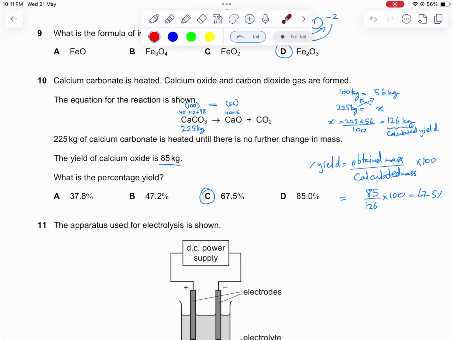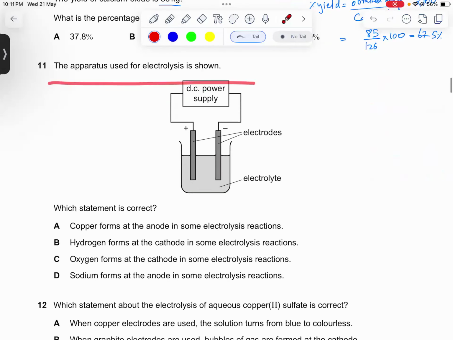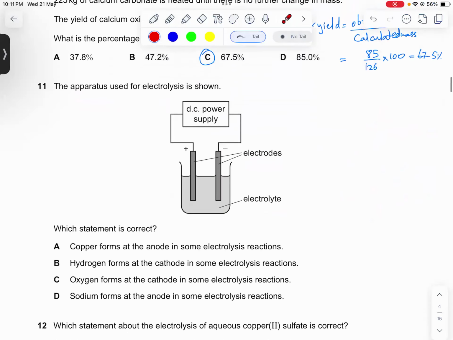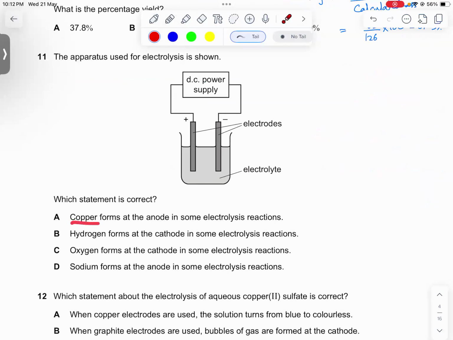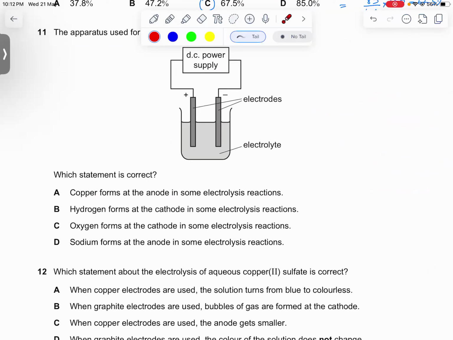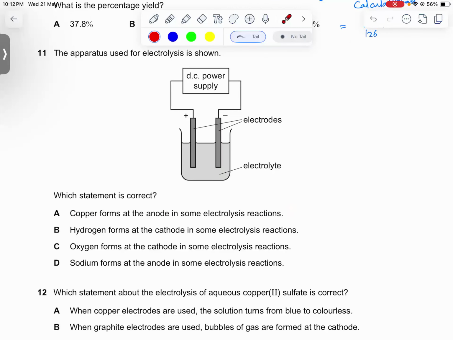All right, on to question number 11 then. The apparatus used for electrolysis is shown: DC power supply, electrodes, electrolyte. Which statement is correct? Copper forms at the anode in some electrolysis reactions. Well, I mean, it does, but if only copper is there. So this is a question mark kind of statement because it's incomplete. So let's go to the next one.